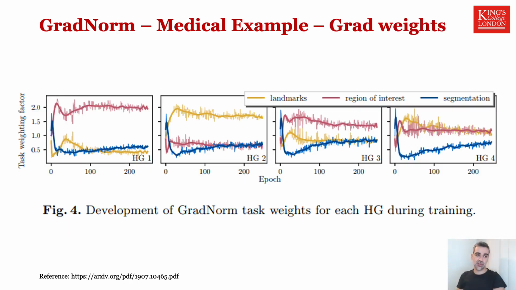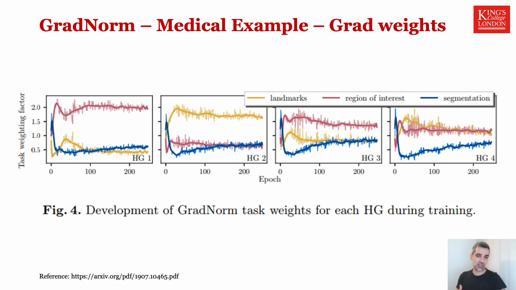This is an image from that paper, and it shows that different tasks have different weights calculated by the grad norm method at different stages of the training process. So if you're in epoch 1 or epoch 200, you're going to have very different weights as the model is training, because the gradients, the norm of the gradients, is changing as you are training.